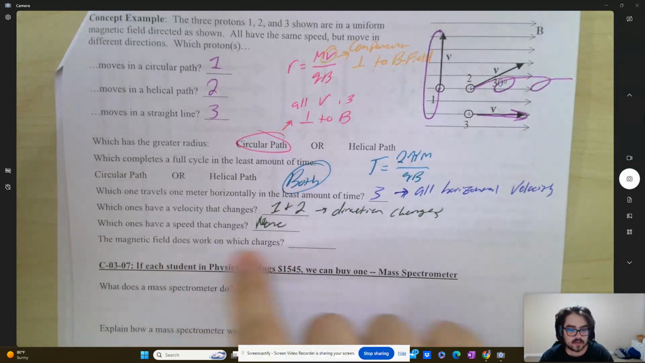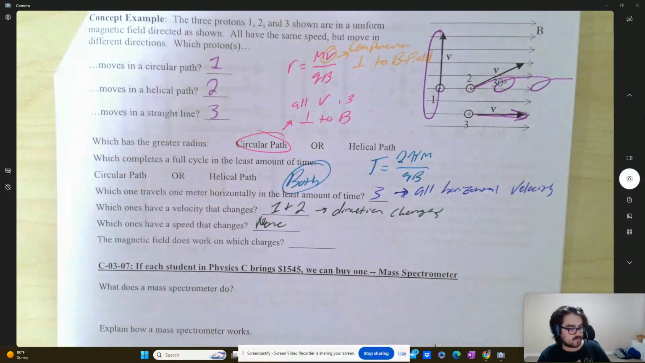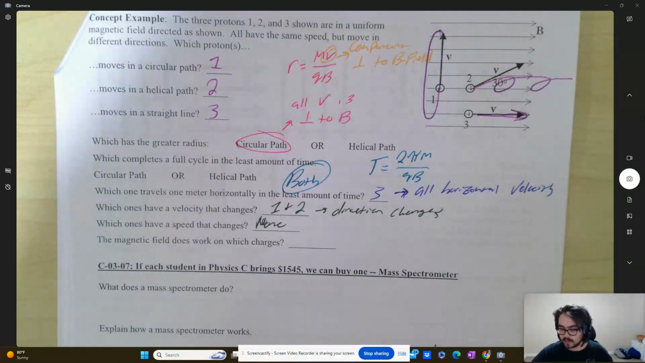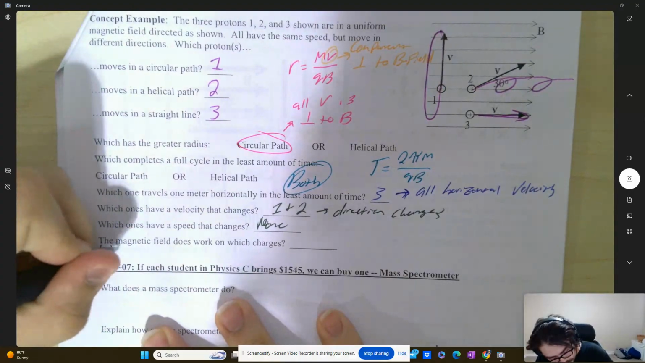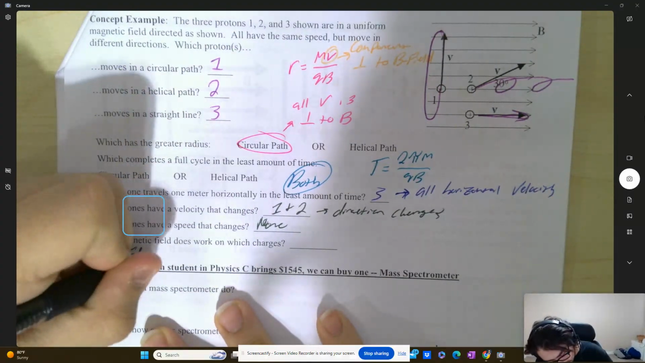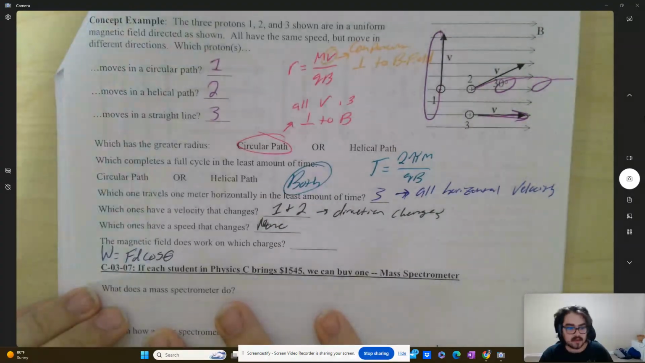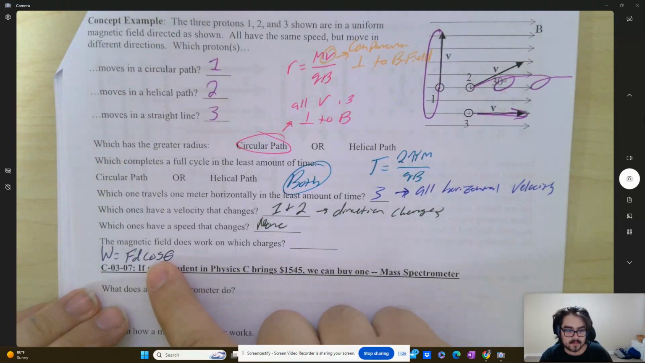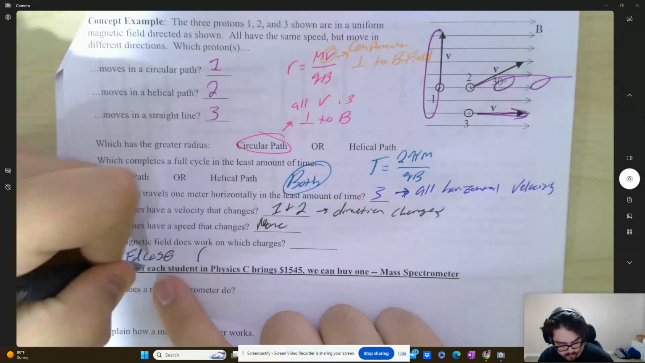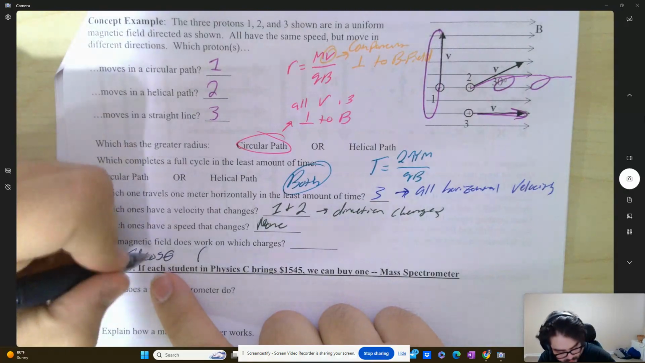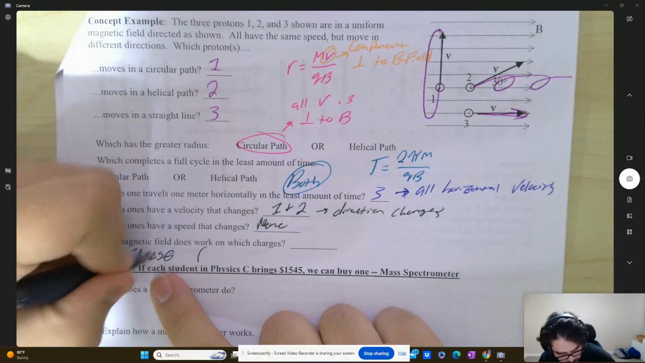The magnetic field does work on which of the charges? So if you remember from physics 1, do you remember your equation for work? Work is equal to F d cosine theta. Do you notice that the work done, at the angle, is perpendicular? So if it's perpendicular, then, or did I say F d cosine theta? It should be F d sine theta. I apologize. It should be F d sine theta.